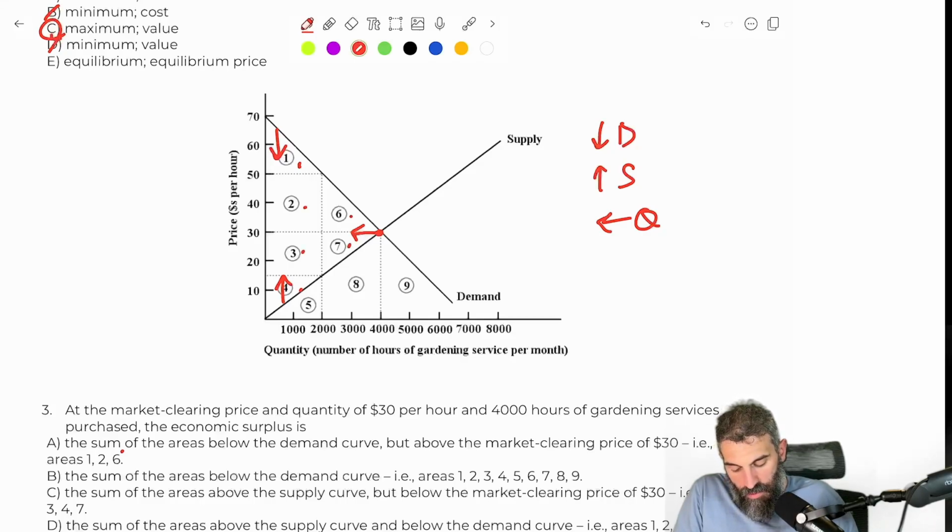Sum of the areas below the demand curve above the market clearing price? No. The sum of the areas below the demand curve? No. The sum of the areas above the supply curve but below the market clearing price? No. The sum of the areas above supply, below demand? So 1, 2, 3, 4, 6, 7. Correct.